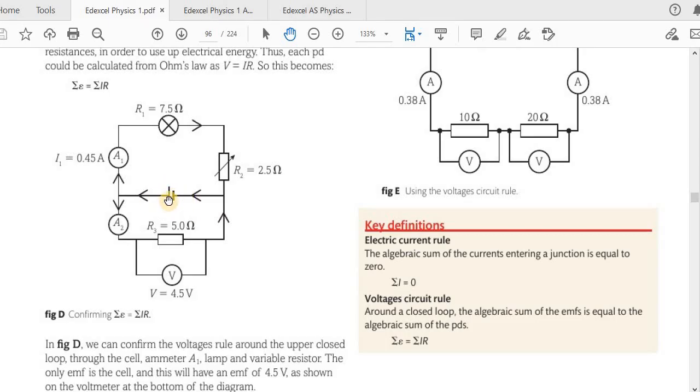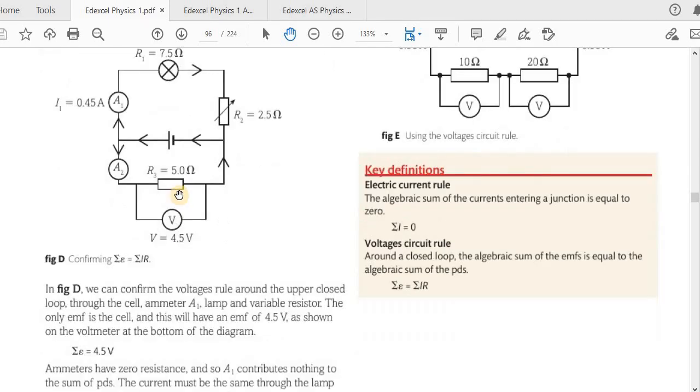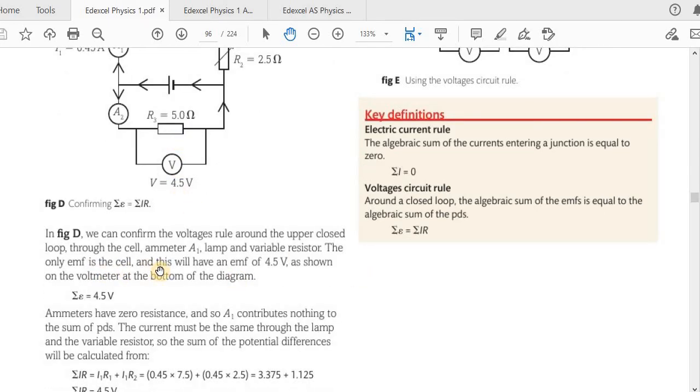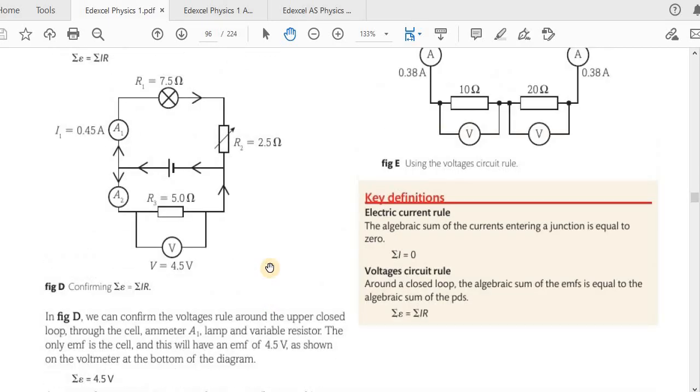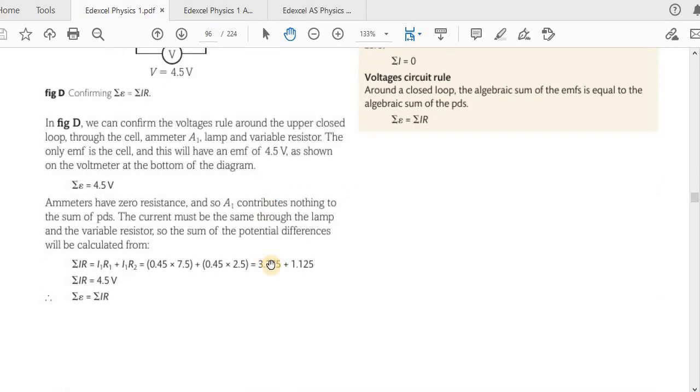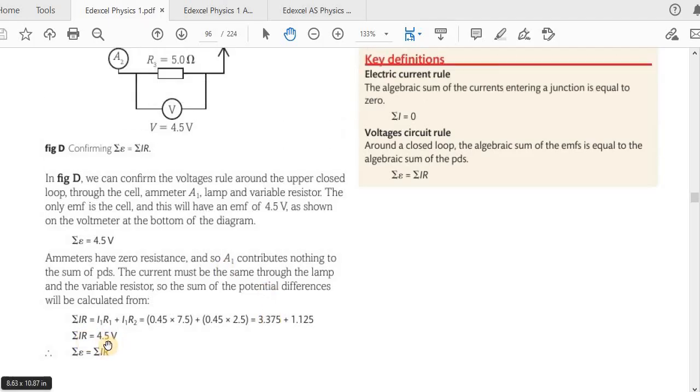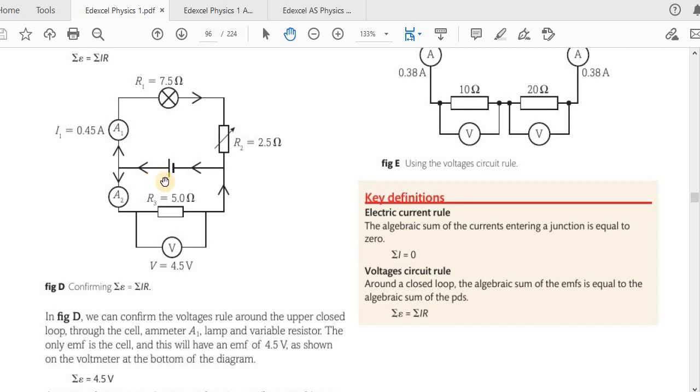So the EMF of this will be 4.5. Okay, so we can verify that even. Now here you can see how it is 4.5. We can check. Now if you go around this loop, let's say, we are not given V, so we will have to find V. So here the current is 0.45 amperes. Now if you consider this loop, the current is going like that. So here no potential difference because it's an ammeter. So the current here is the same as the current here and the current here.